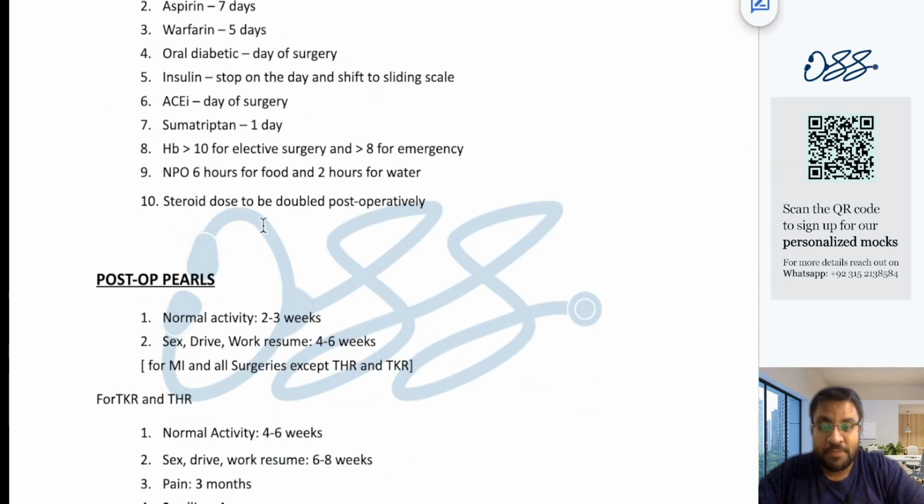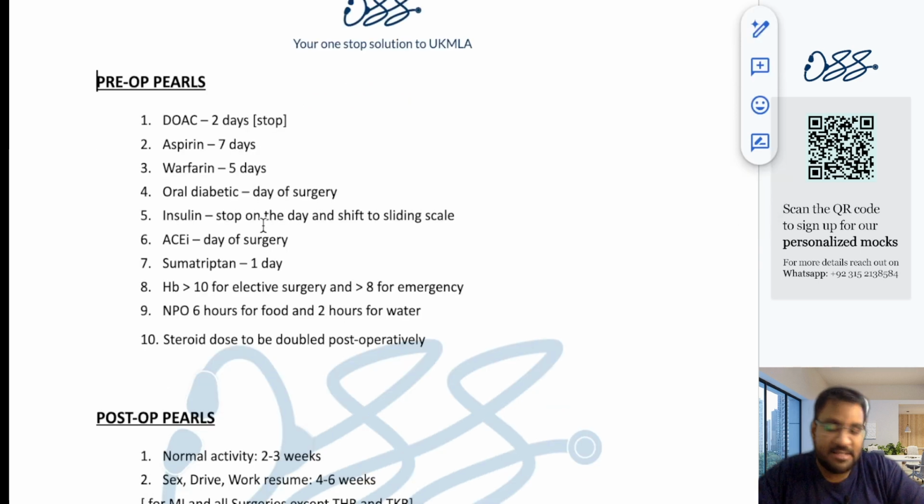Now I've got some pre-op pearls and some post-op pearls as well. These are the things that you should remember, because it would be very beneficial for you when it comes to the management. The direct oral anticoagulants need to be stopped 2 days before the surgery. You need to remember that. If somebody says, when you ask them, are you on any blood thinner medication, and they take the name of the drugs, in the management you're going to stop these medications.